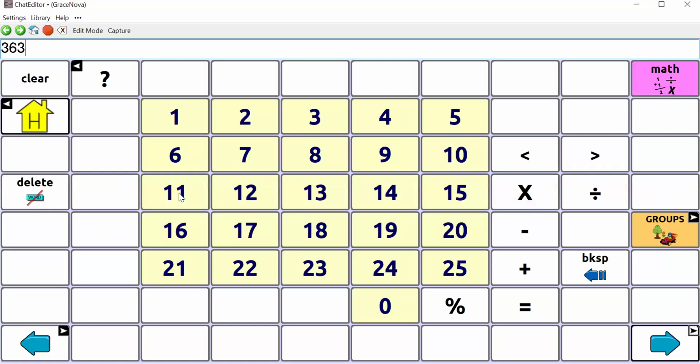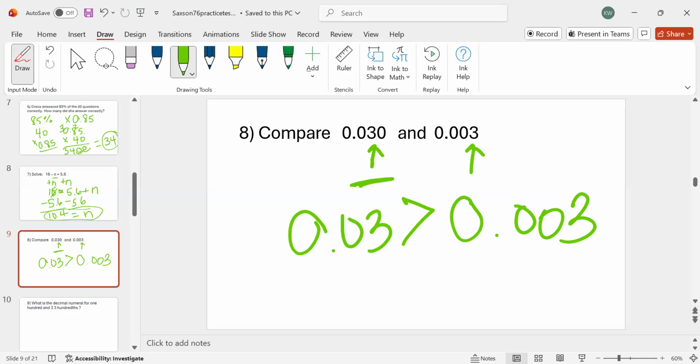We do have those buttons and say that 0.03... Oops, that's not what it said. Huh, it's saying backslash on my chat editor. On the talker, it actually says greater than. So you have the greater than buttons. That's very weird that it's not saying that correctly, but it does say it correctly on the actual device. So those greater than and less than buttons are available on the math pages. Okay, let's go to the next one.